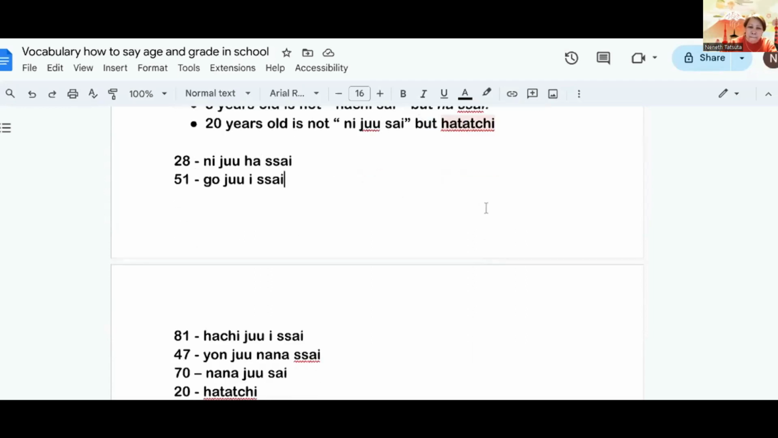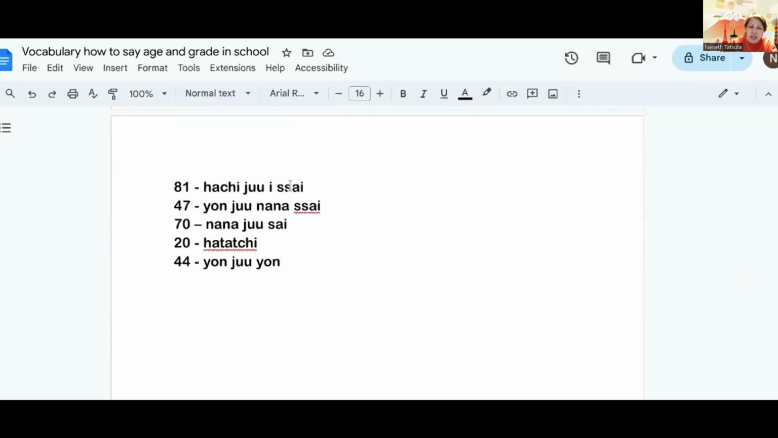So, for example, nijuhachi is niju hasai. The goju ichi, the 51, is goju isai. For the 81, hachiju isai. Again, omit the chi and then just isai. Yonjunana is yonju nana sai.